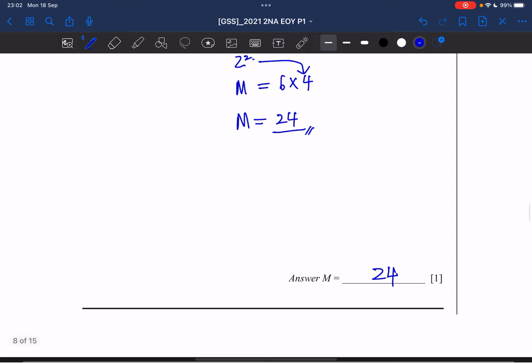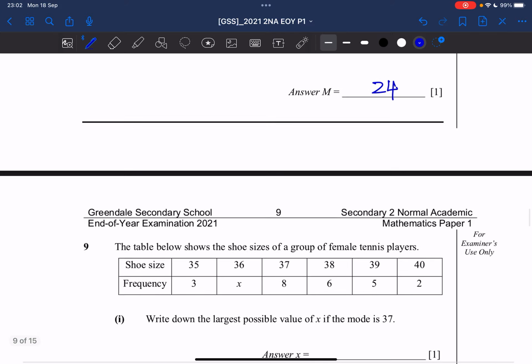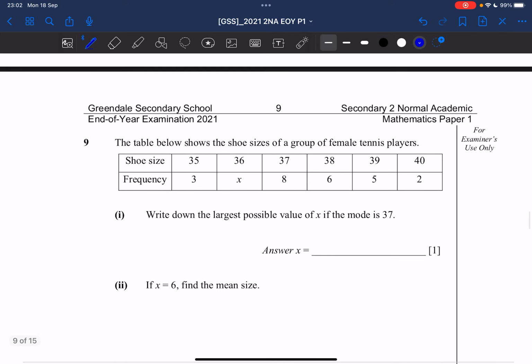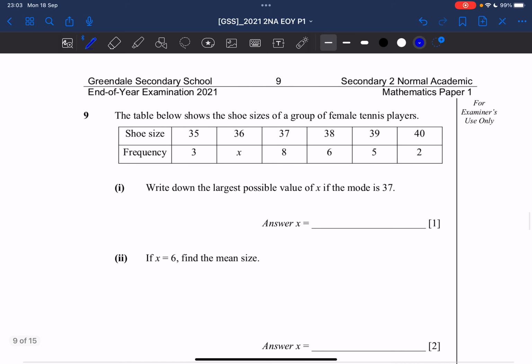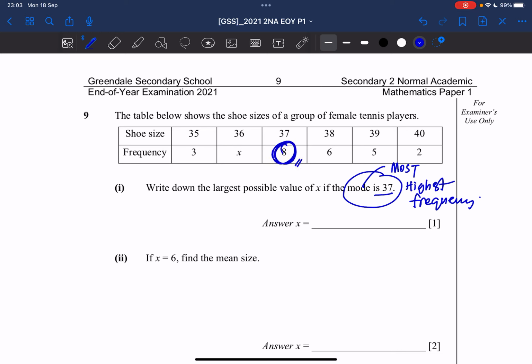Okay, now let's move on to our next question. Write down the largest possible value of x if the mode is 37. Now mode means most, or the highest frequency. They say the mode is 37, so the highest frequency is 8. So what are the possibilities of x?